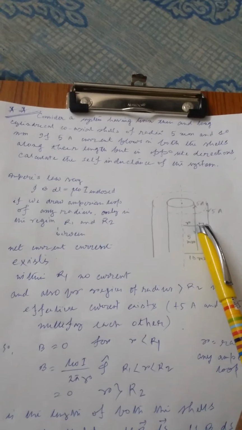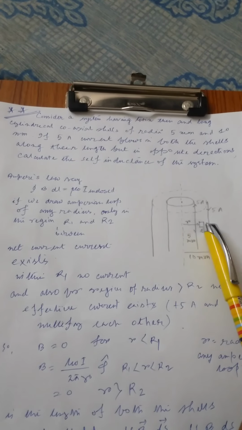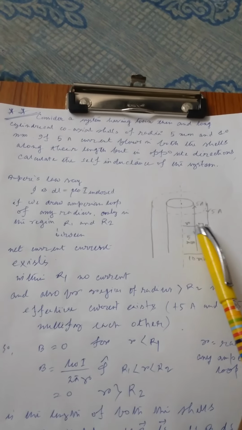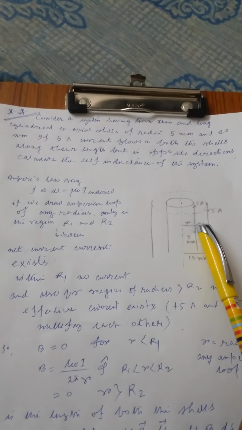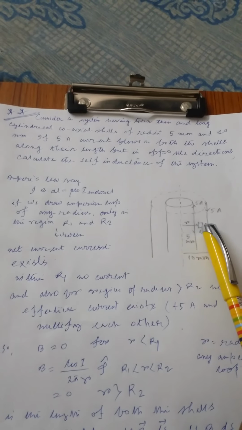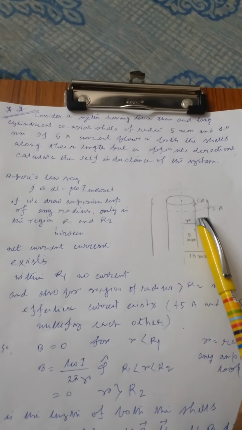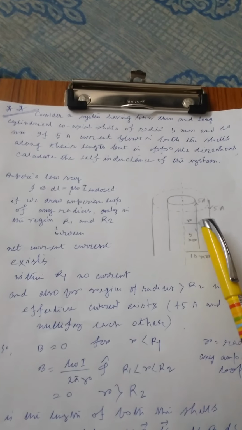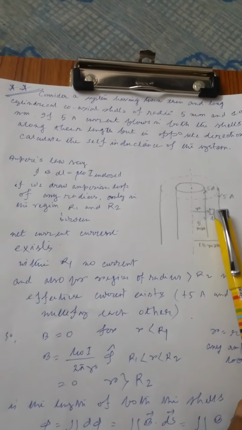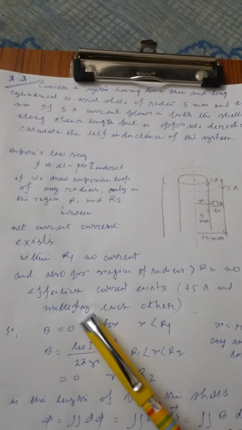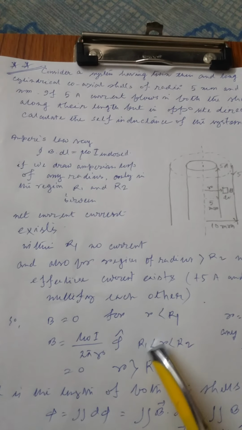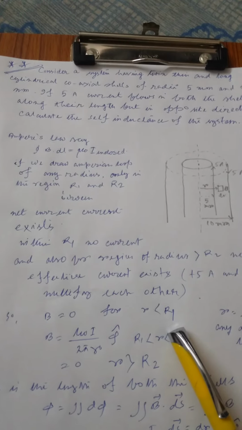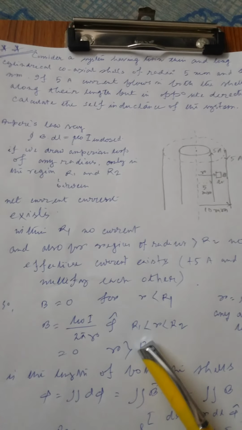Here we have drawn an infinitesimal area of length dl and breadth dr, and the direction of this area vector would be along phi cap. Phi cap is considered the angular component of the cylindrical coordinate system. So B equals 0 for region less than R1, B equals μ0 I by 2 pi r for the region of radius between R1 and R2, and B equals 0 for greater than R2.